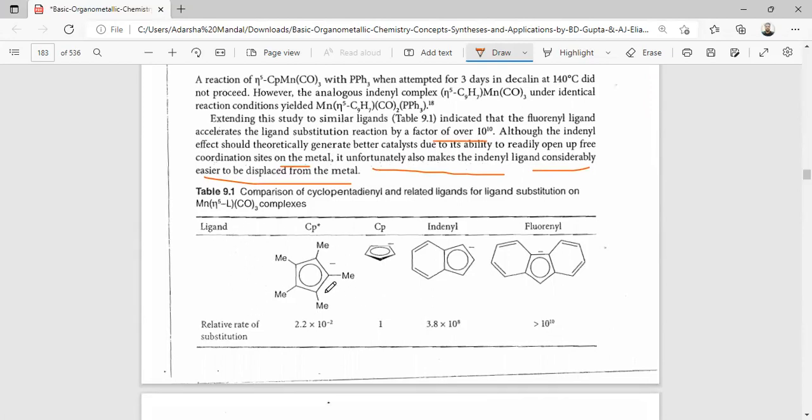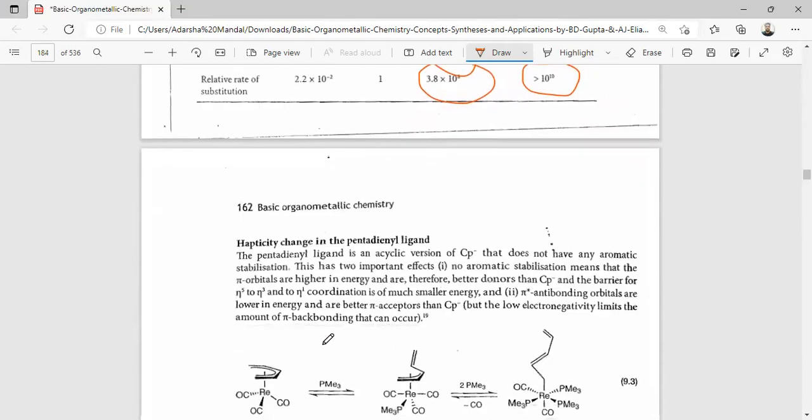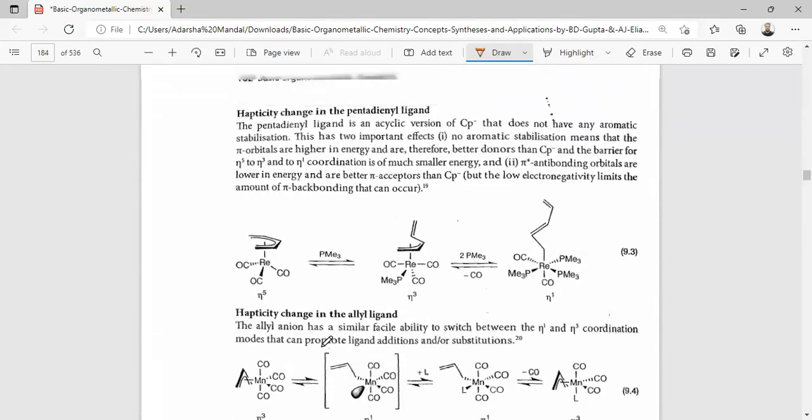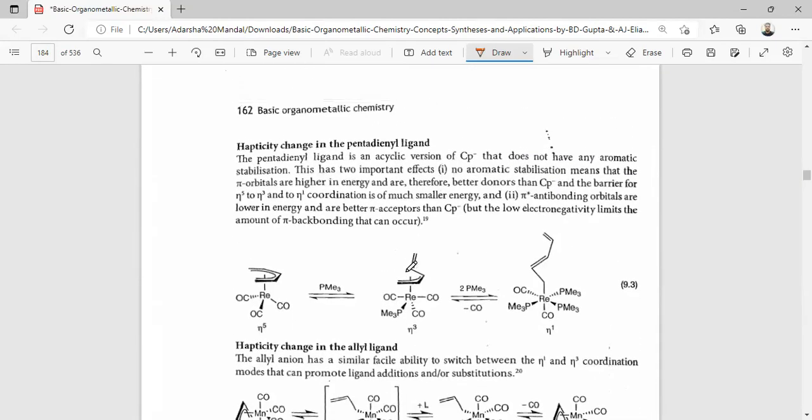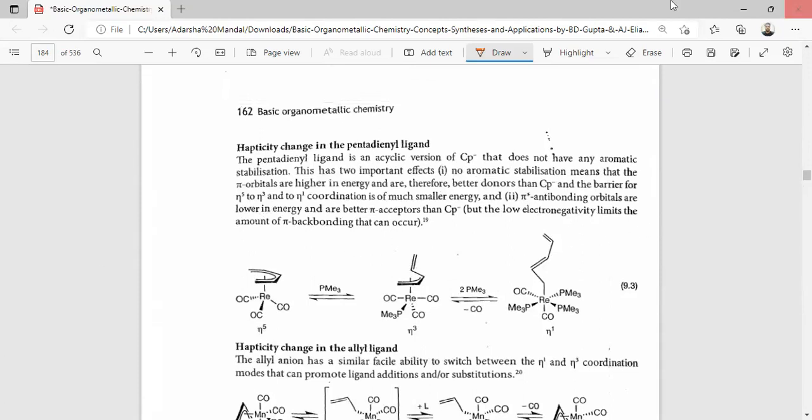So here is some comparison where the indenyl and the fluorenyl ligand has a higher rate of the ligand substitution reaction in the associative mechanism. And also the hapticity change in the pentadienyl ligand. The pentadienyl ligands are the acyclic analogue of Cp minus and do not have any aromatic stabilization.